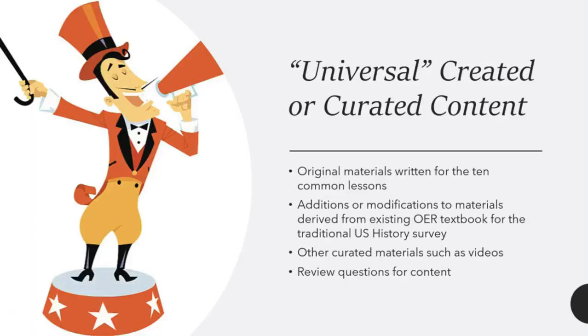The OER team has also created or curated universal content to be used across sections and instructors. These materials can be chapters written for the 10 common lessons, or Part 1 of the OER, additions or modifications to materials derived from the existing OER textbook for the traditional U.S. History Survey, other curated materials such as videos, or review questions created for each chapter.